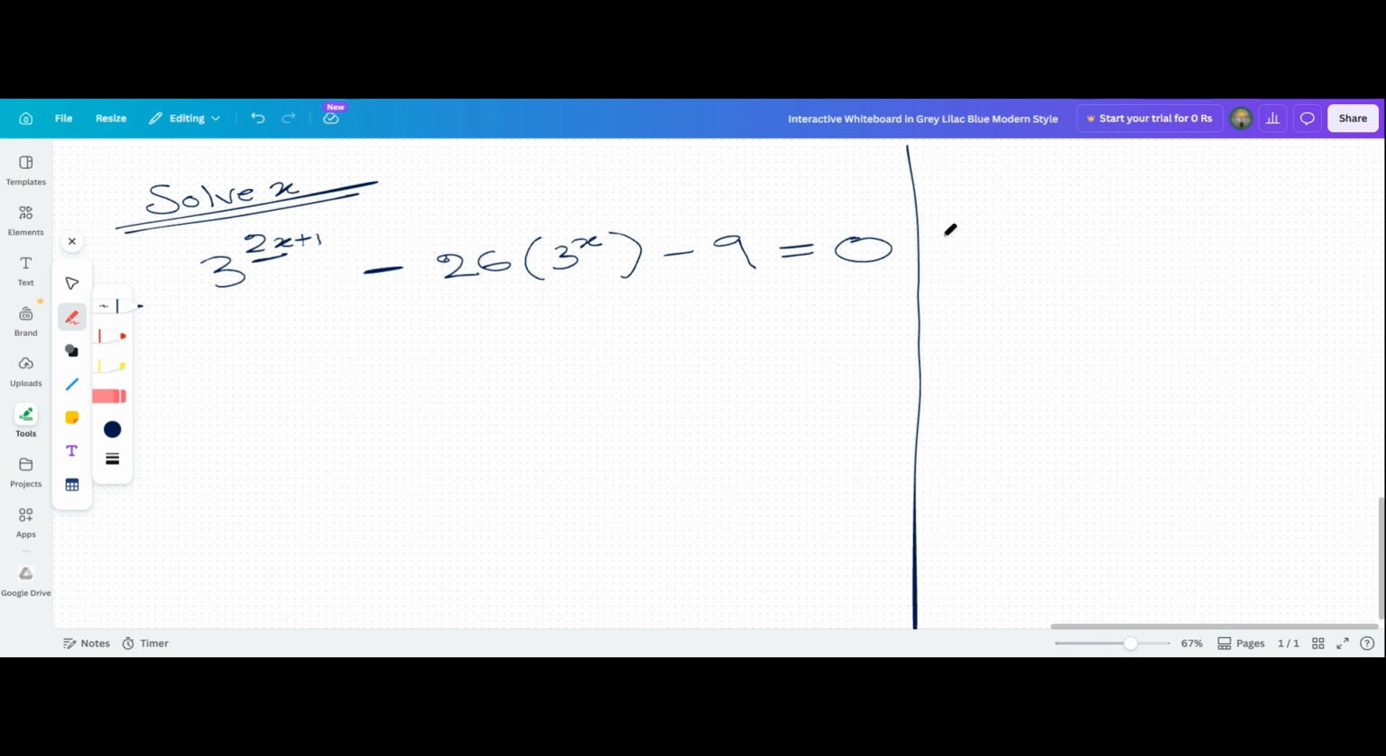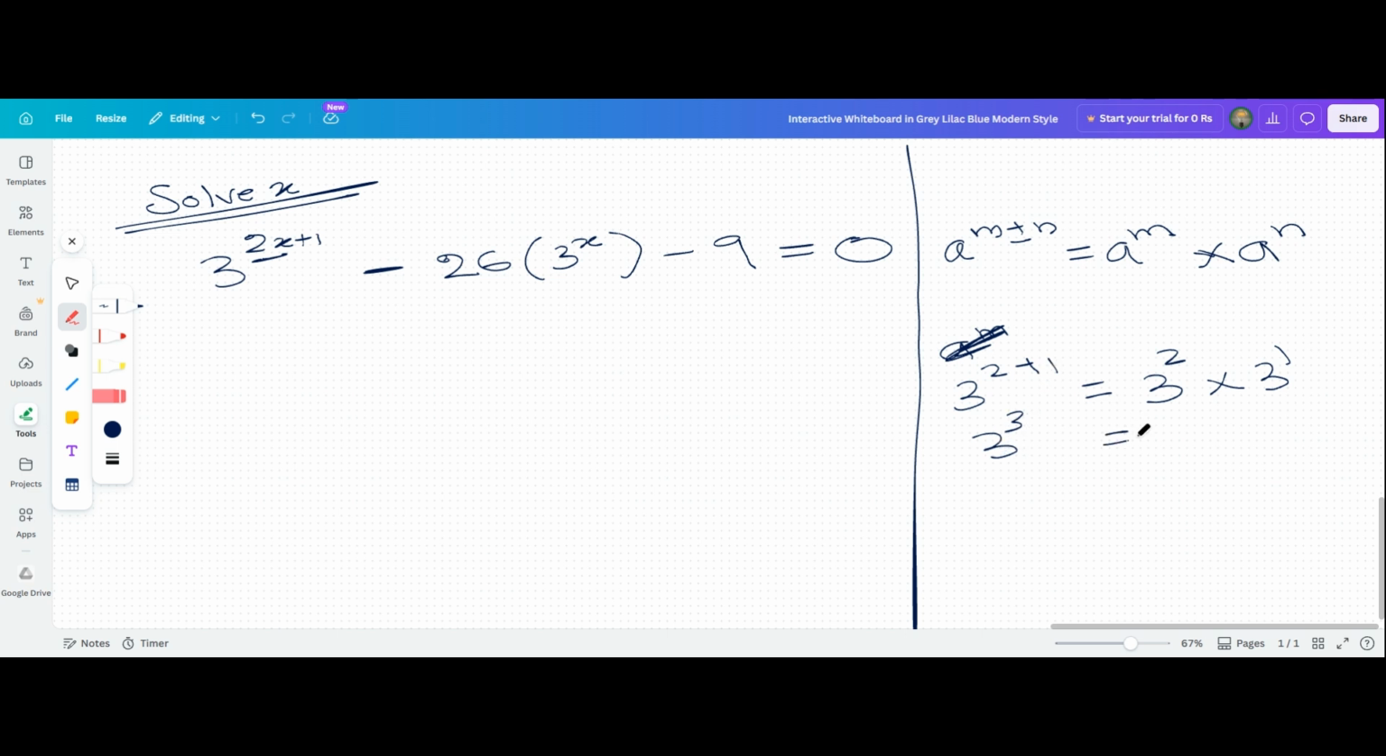So first of all, what you need to know is, let's say a to the power m plus n. What does that mean? This actually means a to the power m into a to the power n. If it is plus here, it means you have to multiply. For example, 3 to the power 2 plus 1 actually means 3 to the power 2 into 3 to the power 1. You can check: 2 plus 1 is 3, so 3 to the power 3. 3 to the power 2 is 9, 9 into 3 is 27. So this is 27, this is 27.